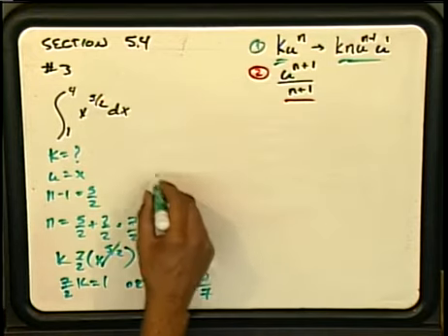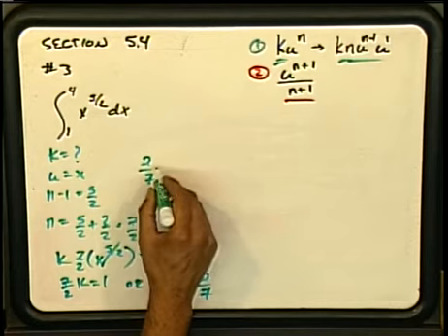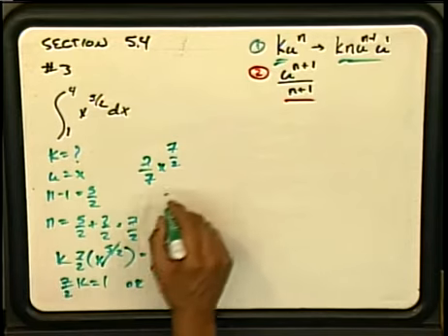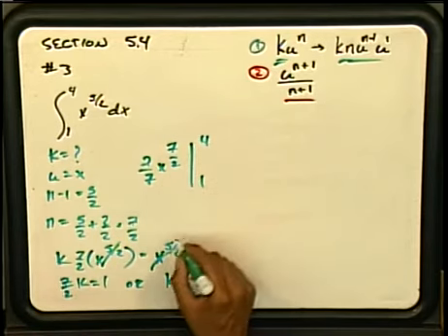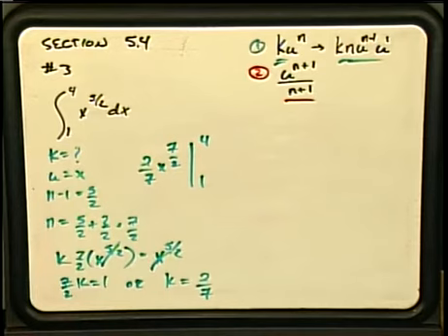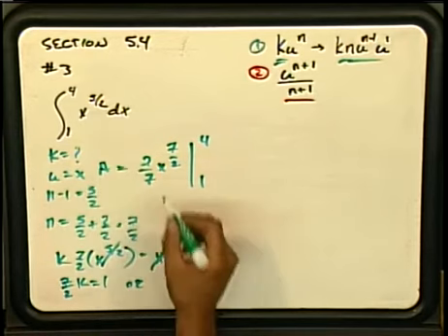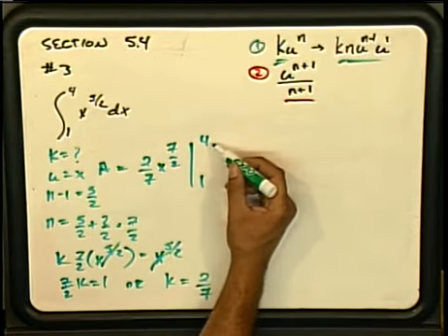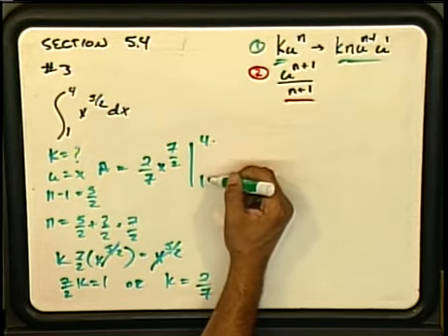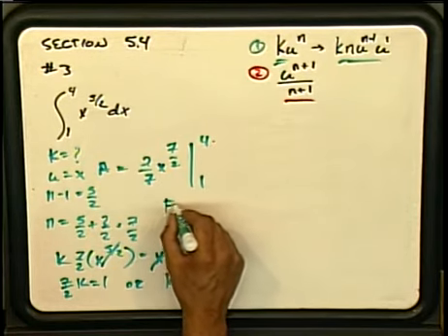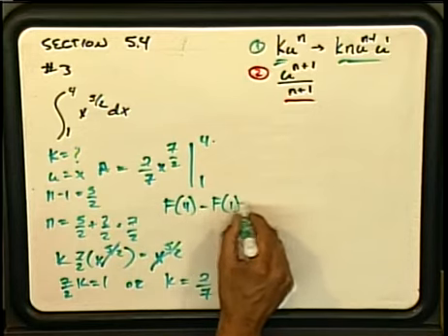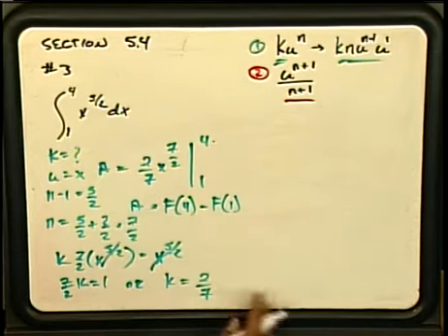Write it back like this. 2/7. U is x. N equals 7 halves. In between 4 and 1. So now we plug the 4 and the 1 limits on this. Equals the area. Calculator.